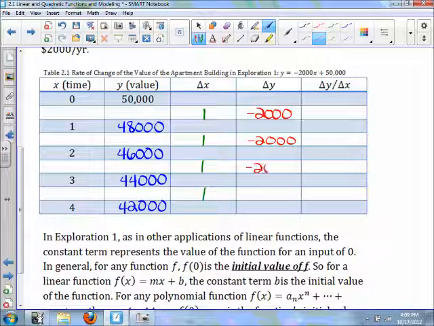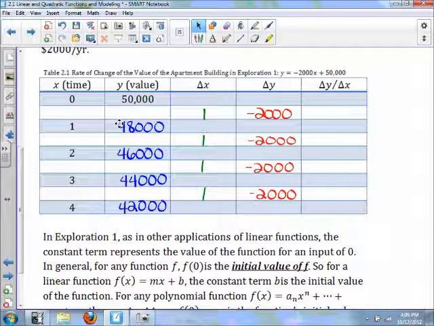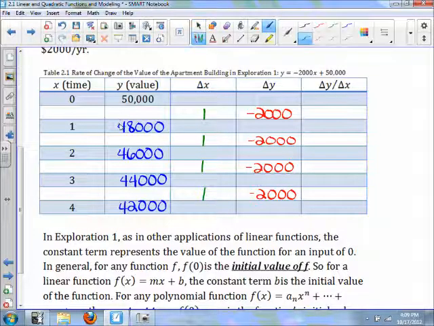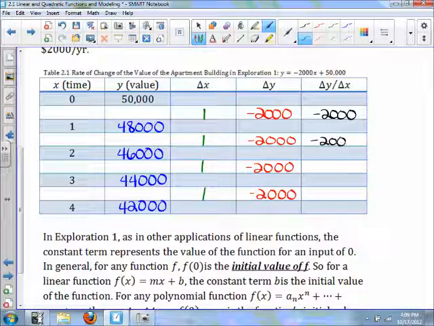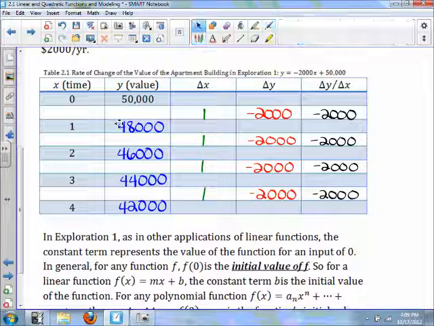It all went down $2,000 every year. So that means your change in y over the change in x will be negative 2,000, because negative 2,000 divided by 1 is negative 2,000. So that's how you can see it numerically.